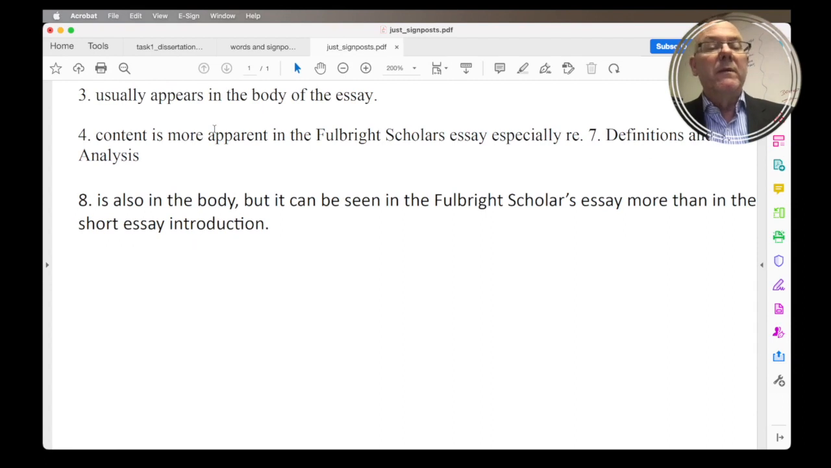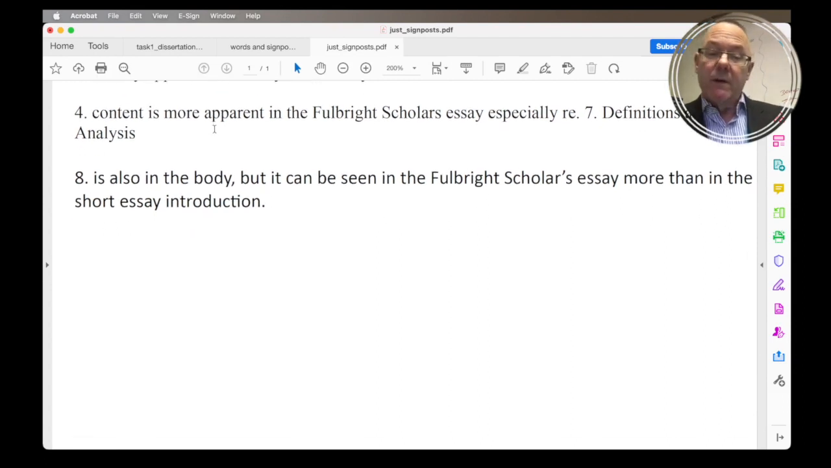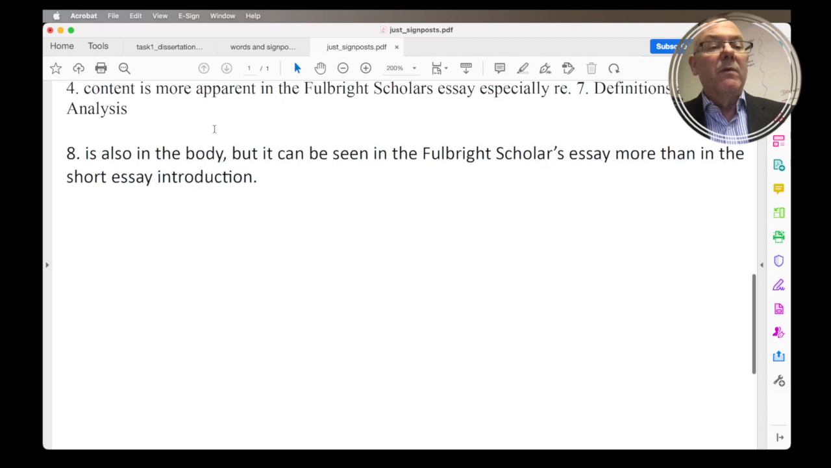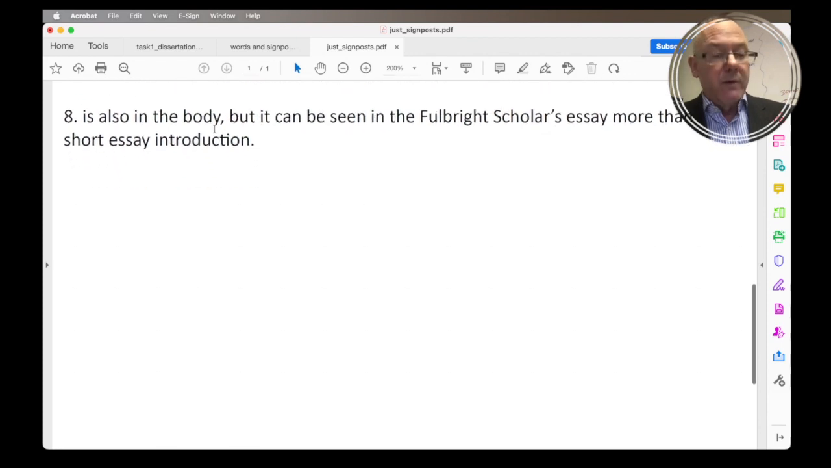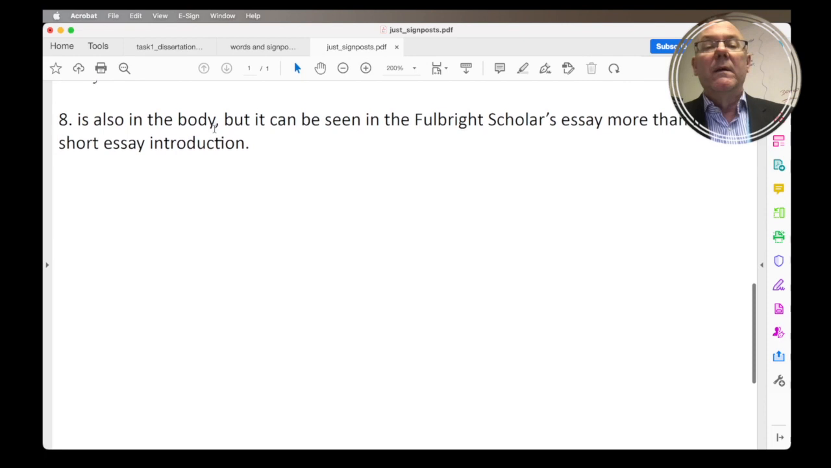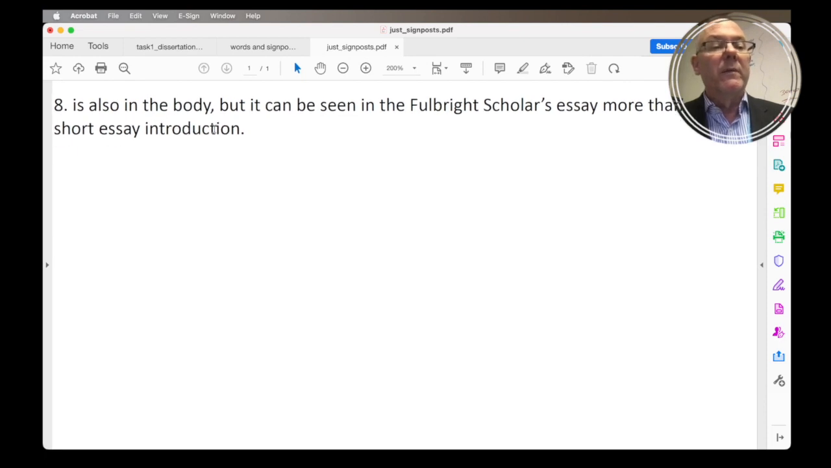3 usually appears in the body of the essay, and we've only got the introductions. 4, relating to content, is easier to see in the Fulbright Scholars, but 7 and 3 are also appearing in the Fulbright Scholars as well. In other words, 7 dealing with definitions, which is the first 2 pages, and number 3, analysis. I think it's quite clear that the student seems to be very familiar with the subject and is able to present even the introduction and has analysis in it.